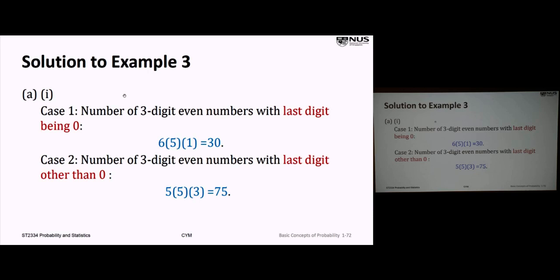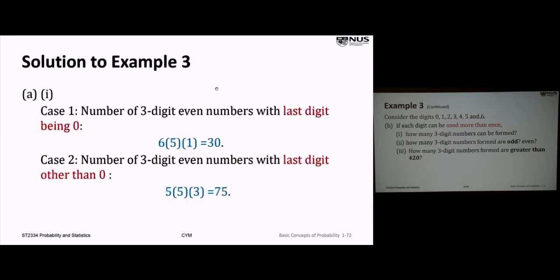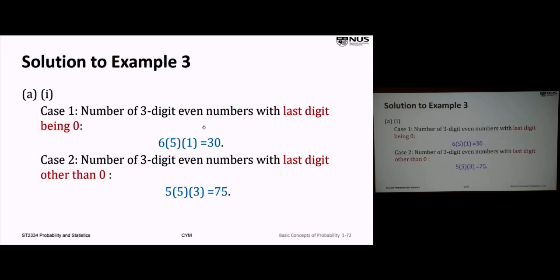Case 2, the number of 3-digit even numbers with the last digit which is other than 0. So if that's not the case, now what have I got? I've got the choice of 2, 4, and 6. So I have 3 choices like that, and then I'm subtracting 1 every time after I do it. So I first have 3, then I have 5, and then I have 5. Okay, because I've used 1, I've used 1 again. So apparently that's 75.